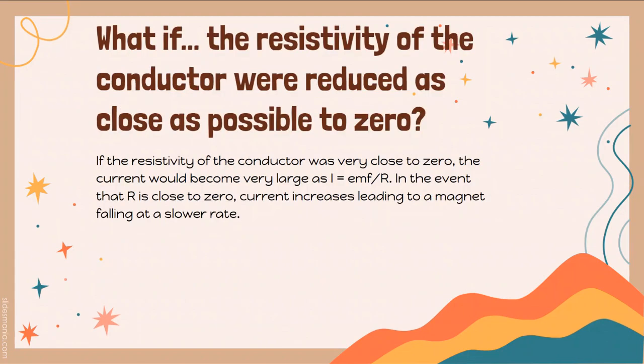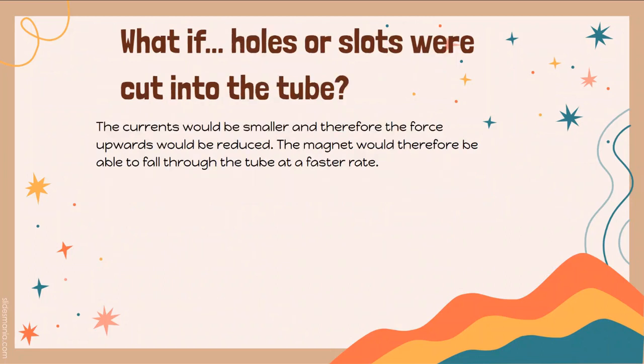Now we're moving on to the what-if questions. What if the resistivity of the conductor were reduced to 0 or as close to 0 as possible? If the resistivity of the conductor was very close to 0, then the current would become very, very large, because the R is in the denominator in this equation here, and that would lead to the magnet falling at a slower rate due to an increase in the current itself.